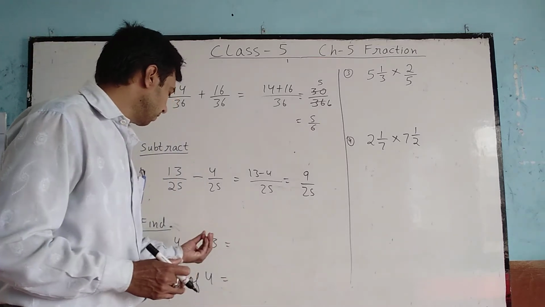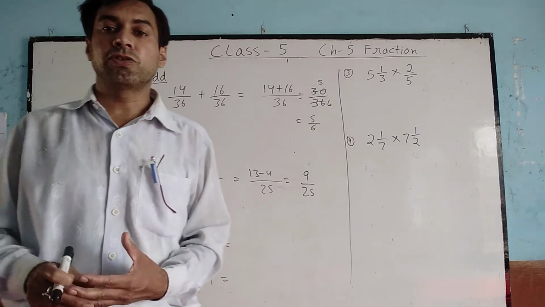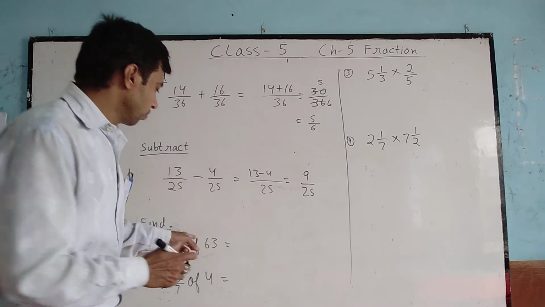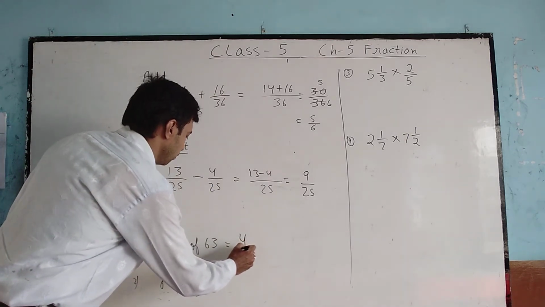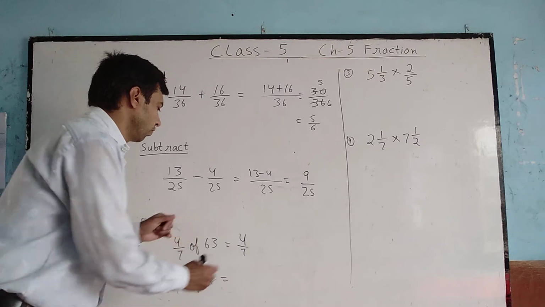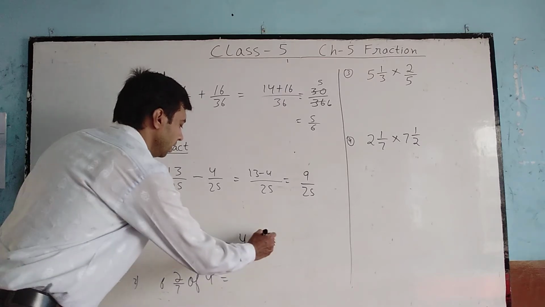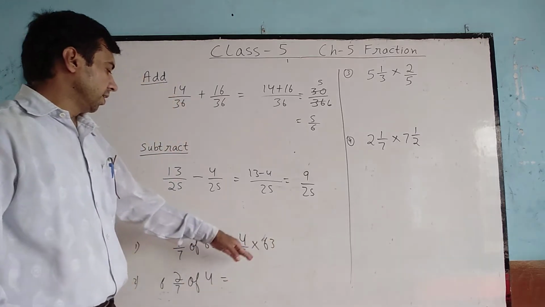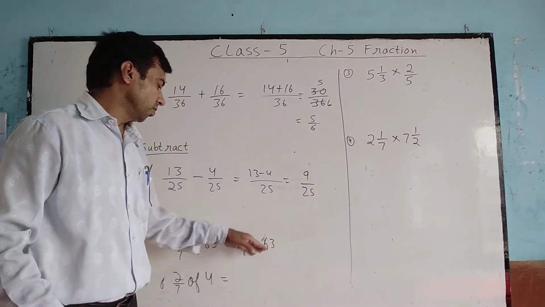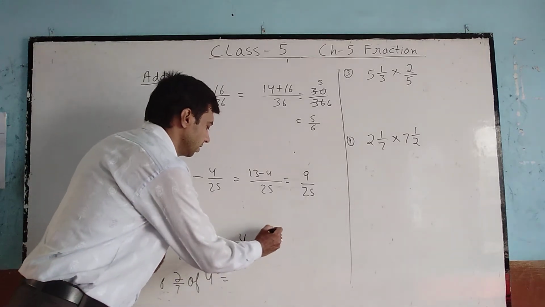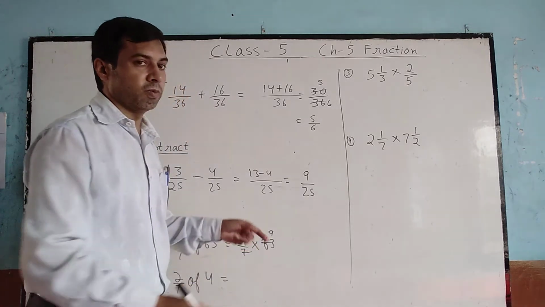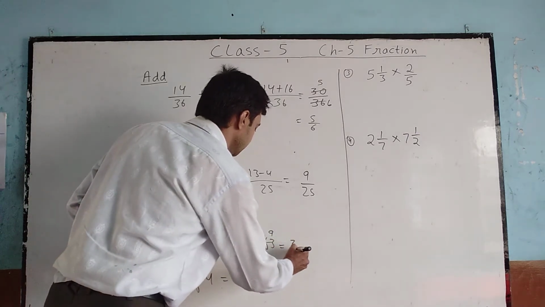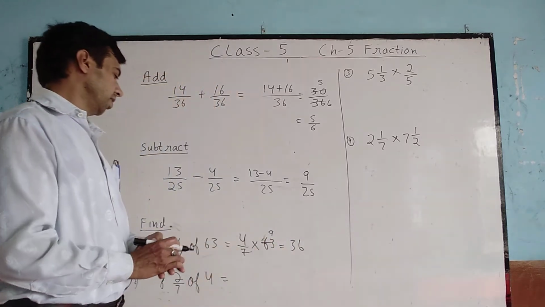Clear? Now find 4 by 7 of 63. Students, 4 by 7 of 63. What is "of"? Multiplication. So what do we have to do? We have to write 4 by 7, and in place of "of" put the multiplication symbol and write 63. Now see, it is reducible. Yes, 7 nines are 63. We can cut 63 by 7. Now 9 times 4 is 36. Students, this is our answer.